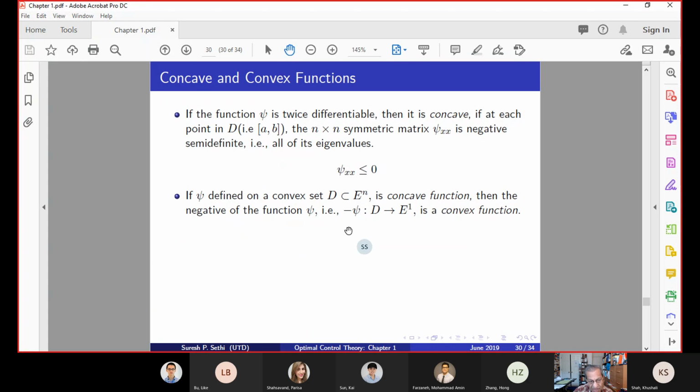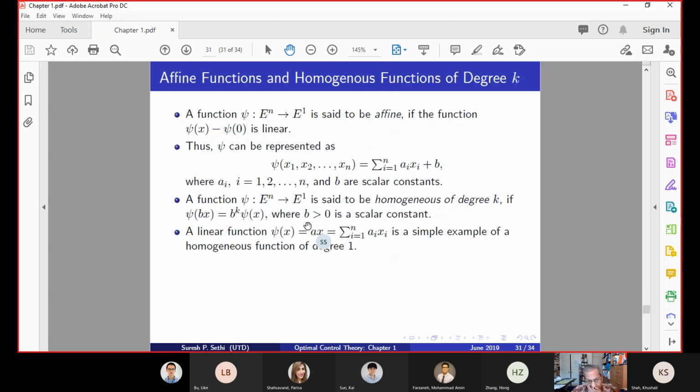The opposite of a concave function is a convex function. And so minus psi becomes the convex function, and every one of these definitions then applies. Okay, so that's good.